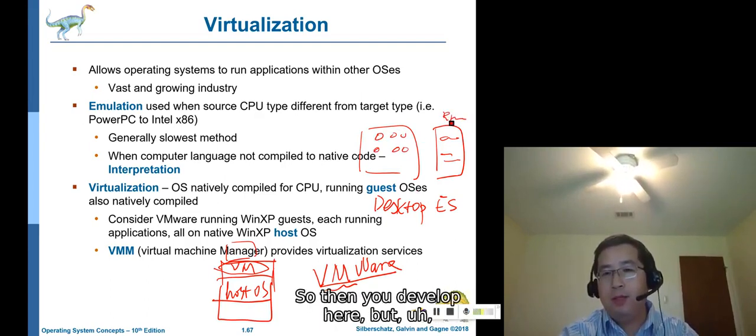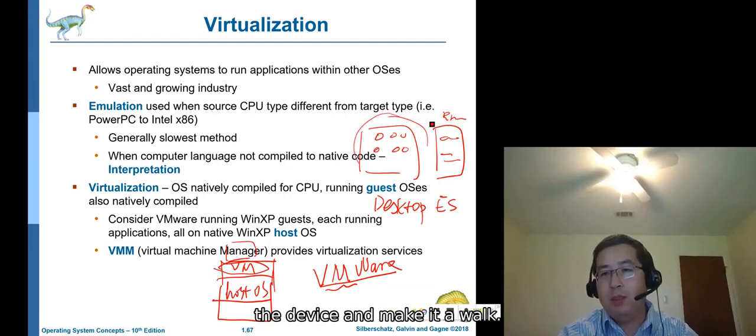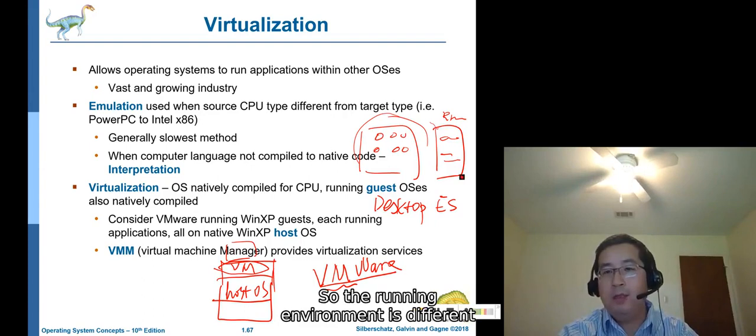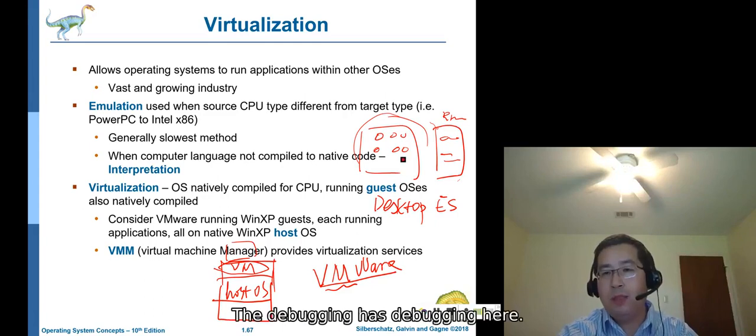So that means you develop here, but you compile and get binary code, and then we load it into the device and make it work. So the running environment is different from the development environment. So it's not easy to do the debugging, right? Debugging here. So how can we do that?